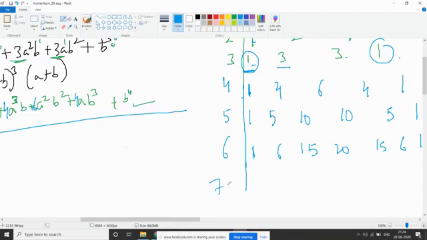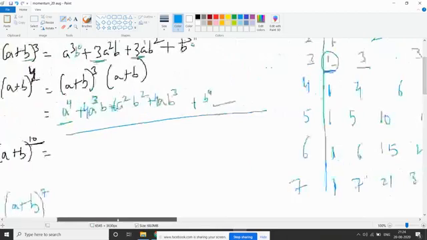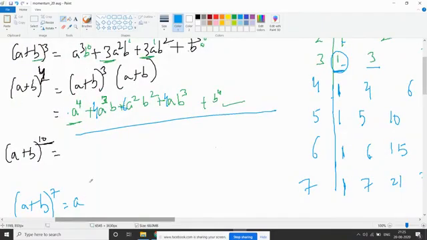For n equal to 7, it has to start with 1, then 1 plus 6, 7, 6 plus 15, 21, 15 plus 20, 35, then 35, 21, then 7, and then 1. So we got the coefficients. Okay, so we can write down the answer.